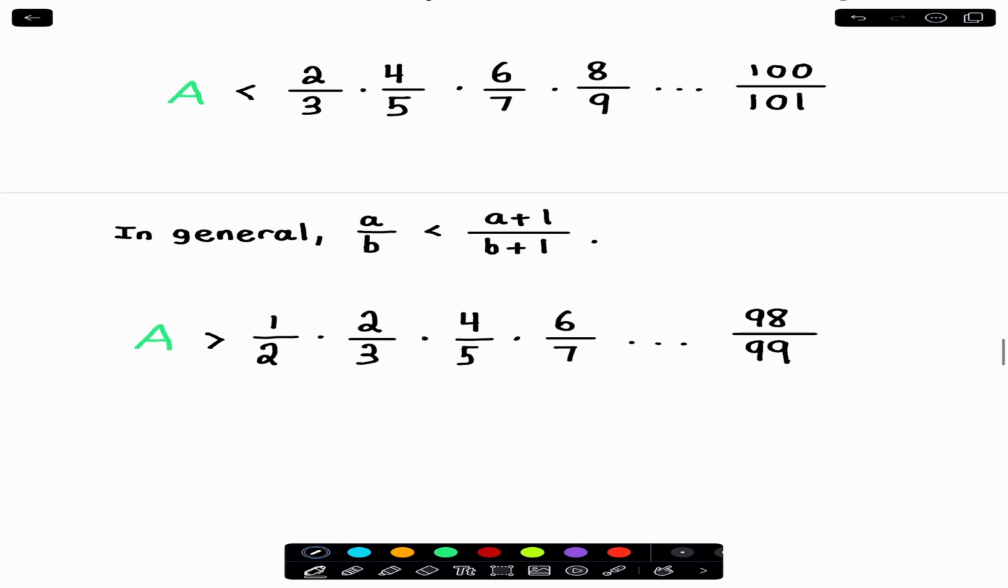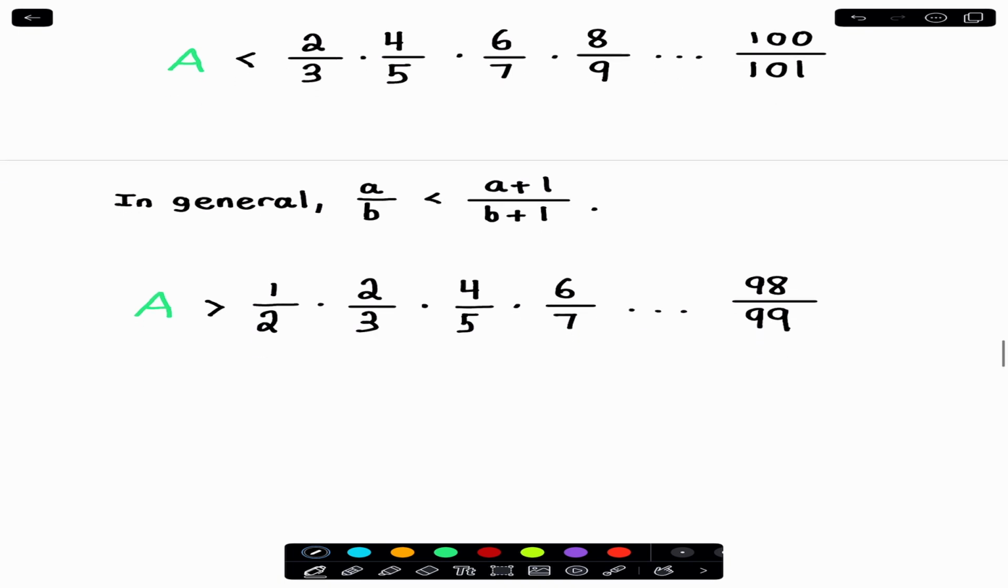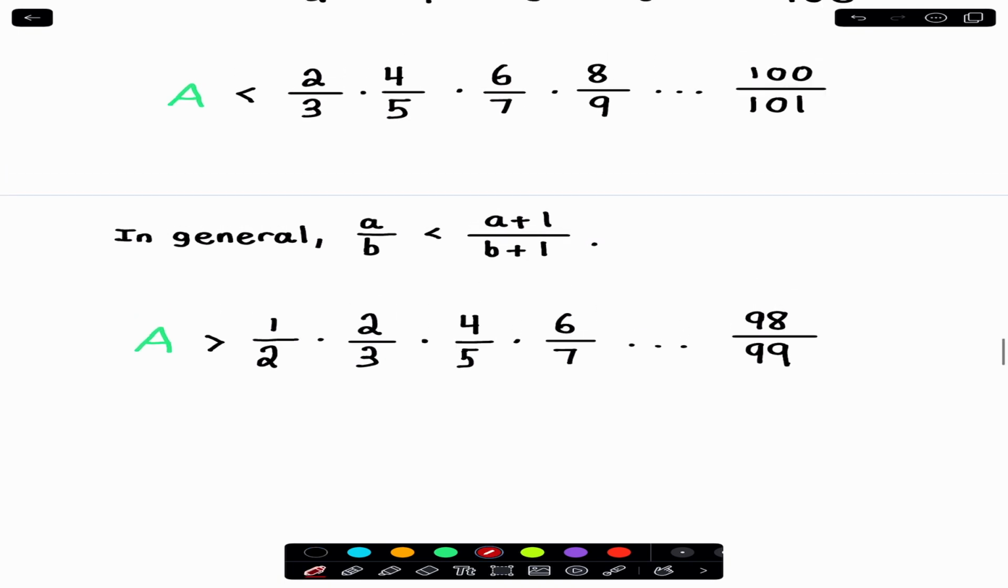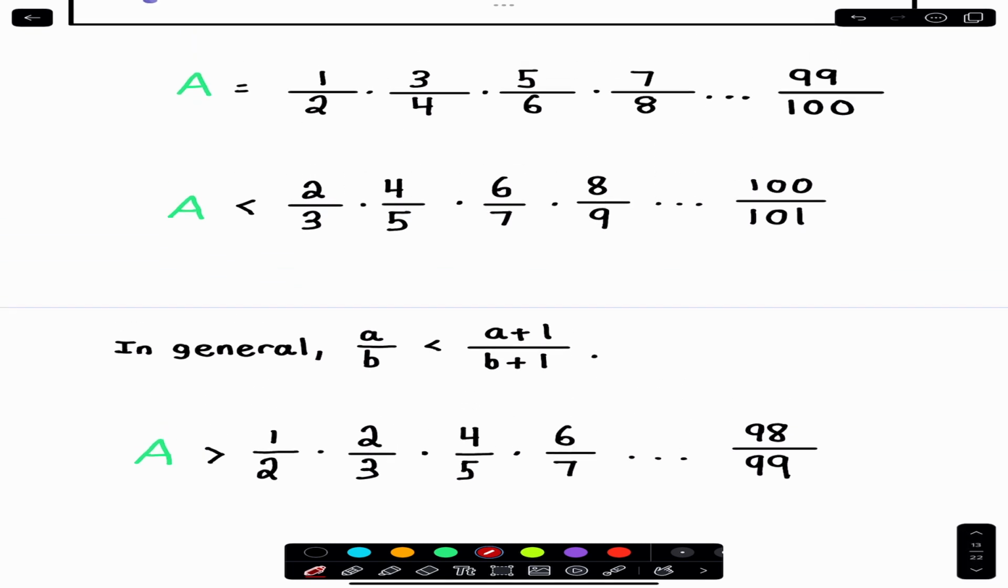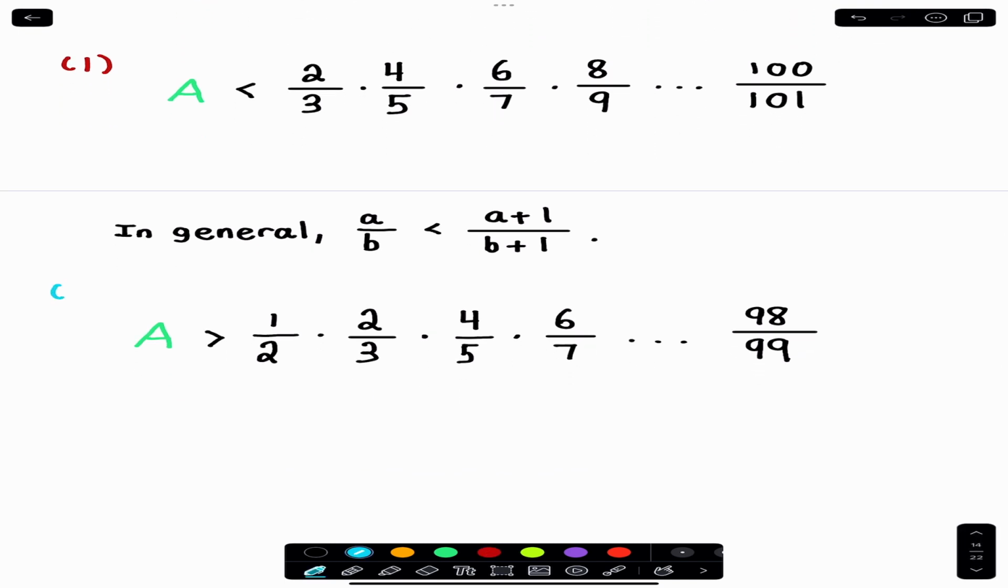So why did we do all of this work? Well, now we can see. Let's go ahead and number these actually. So I'm going to go ahead and call this important discovery number 1, and let's call this number 2.